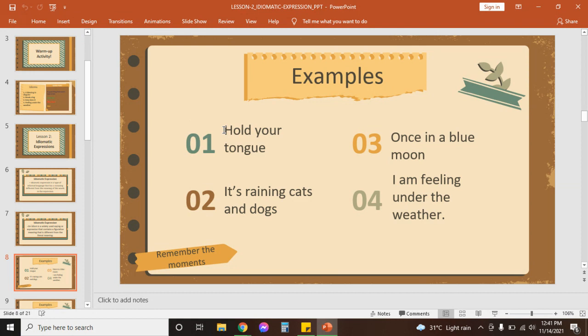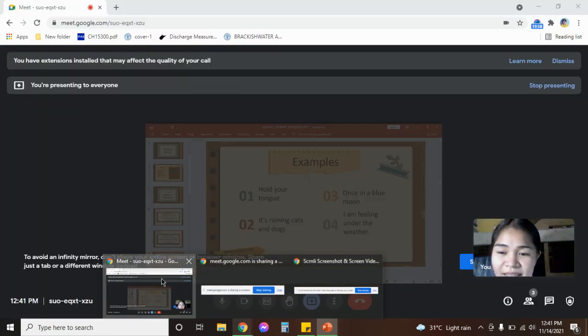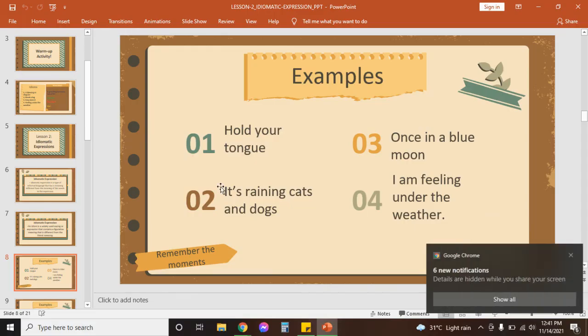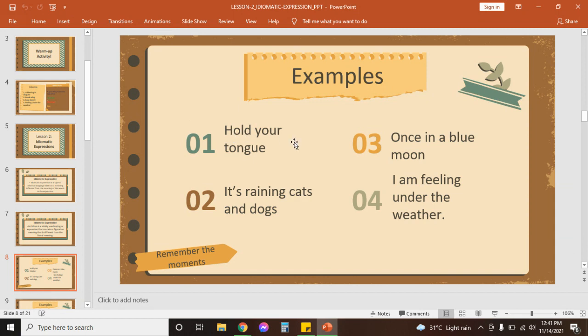Okay, it's okay. Hold your tongue means to keep quiet. Okay? Hold your tongue. The literal meaning of hold your tongue is to keep quiet or stay silent.